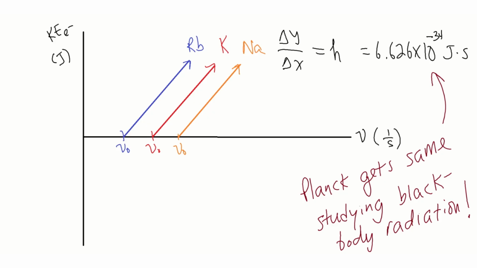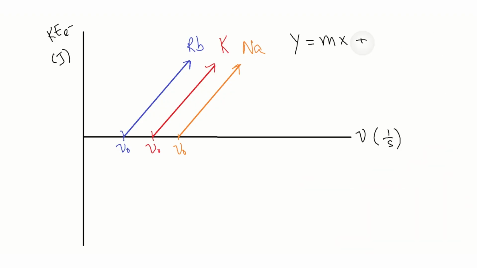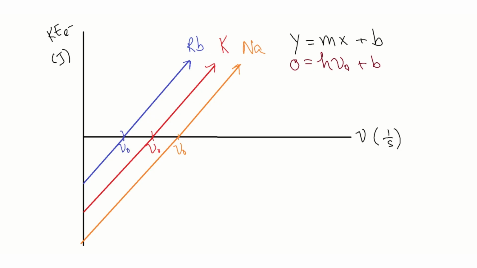Since these are all lines, we can describe them in slope-intercept form, y equals mx plus b. And we can extrapolate these lines to get the y-intercepts because we have the x-intercepts. At the x-intercepts, we know that the kinetic energy of each of these is zero. So 0 is equal to Planck's constant, which is the slope, times the frequency, which represents the x values, plus b, which is the y-intercept. So solving for b, we get that the y-intercept is equal to negative Planck's constant times the threshold frequency.